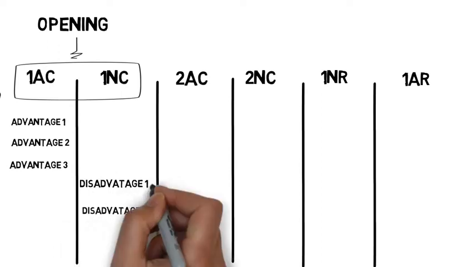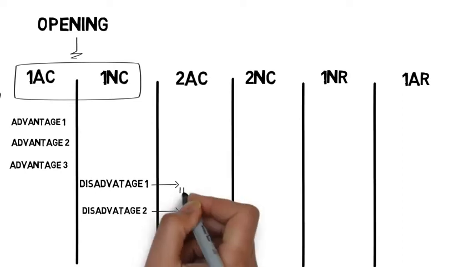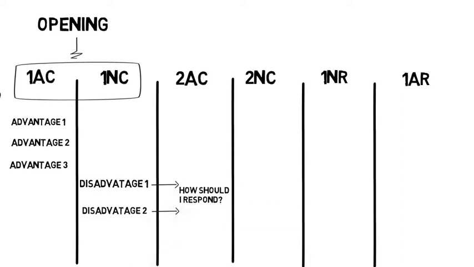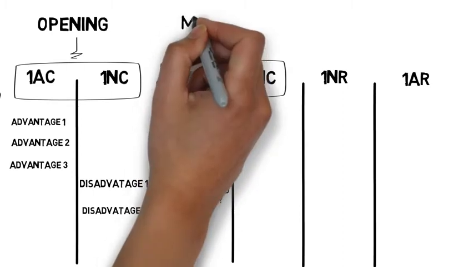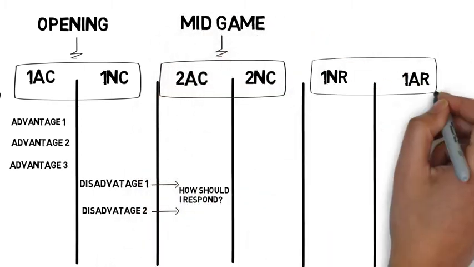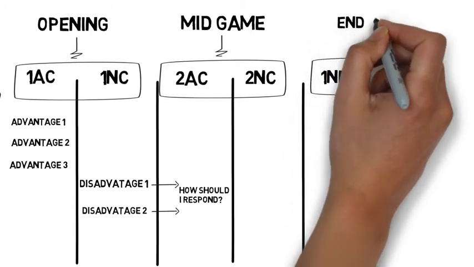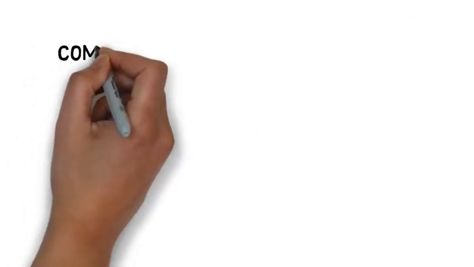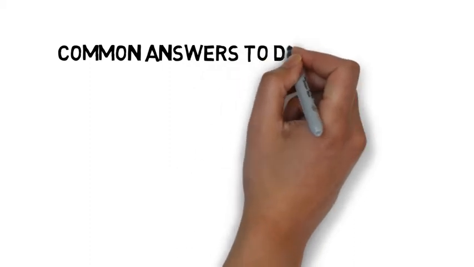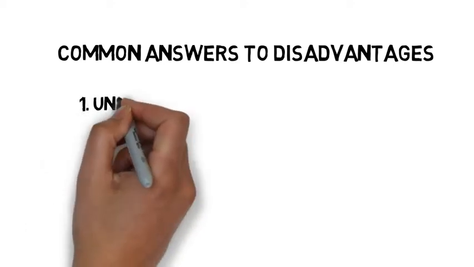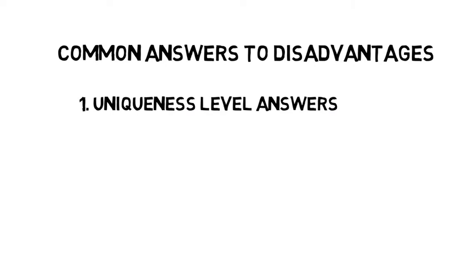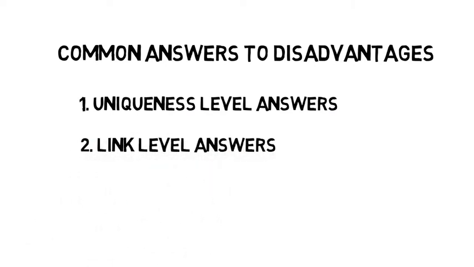You need to be able to answer the arguments of your opponent directly. And if your opponent constructed a well-developed disadvantage, then coming up with quick answers might be a bit intimidating. Fortunately, just like in chess, there are predictable patterns that allow competitors to develop quick and effective responses to their opponents. In this lesson, we will focus on common answers to disadvantages. Each stock issue in a disadvantage has common answers, so we will follow the structure of a disadvantage and explore the responses that debaters can make on the uniqueness level, link level, and impact level.